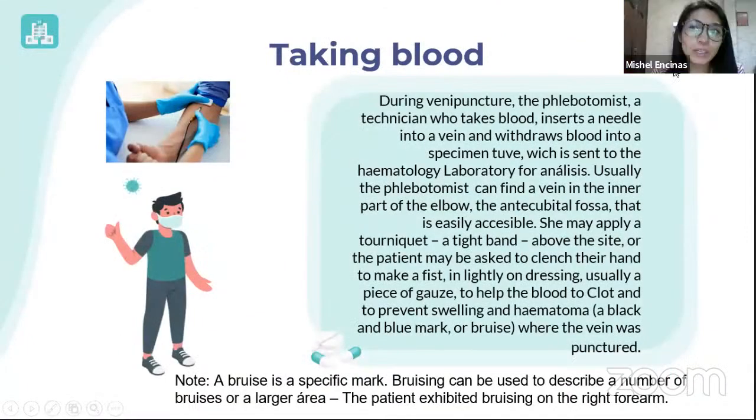Then we have taking blood. I don't know if everyone did this practice sometime. Did you do it? Yes, miss.